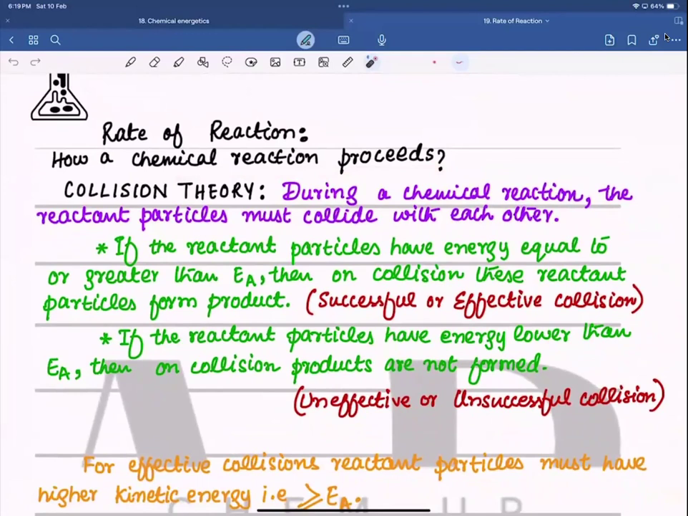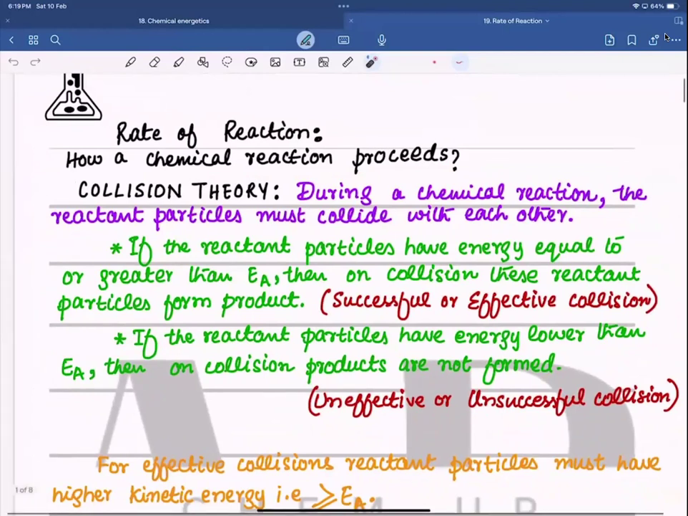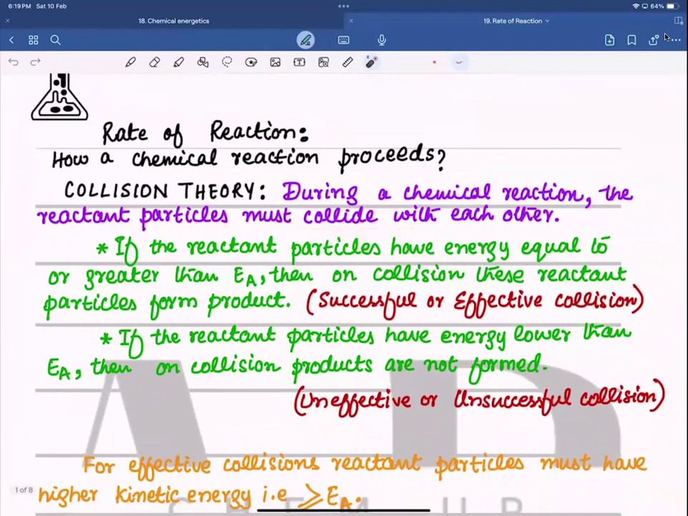So what happens during the chemical reaction? The reactant particles actually do collide with each other, and due to that collision, they turn into product. If they collide, then they will turn into product. So these collisions are of two types. If the reactant particles which are going to collide with each other have energy equal to or greater than EA.